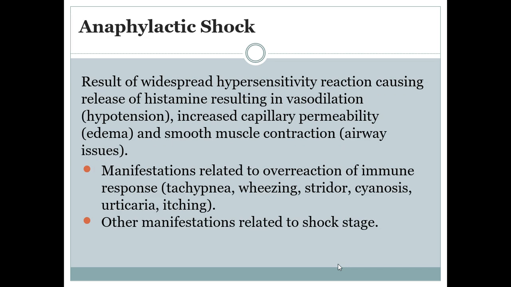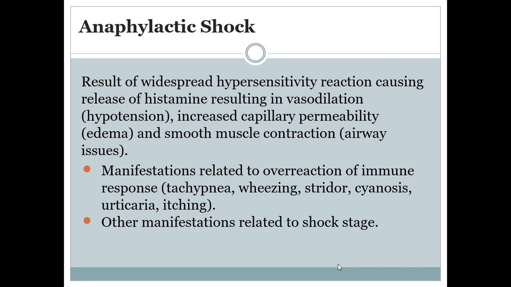Anaphylactic shock. So this is systemic hypersensitivity. It's a reaction that's caused usually by an allergic reaction, leading to histamine being released with widespread venous dilation or hypotension. You'll have increased capillary permeability, so they will have some edema, and then also smooth muscle contraction, which we usually have airway issues too. Manifestations are related to the overreaction of the immune response. Some are worse than others.